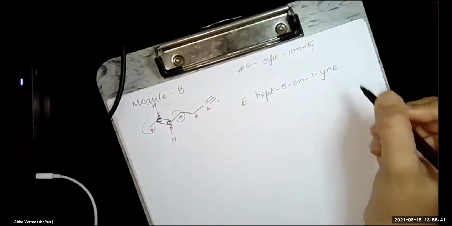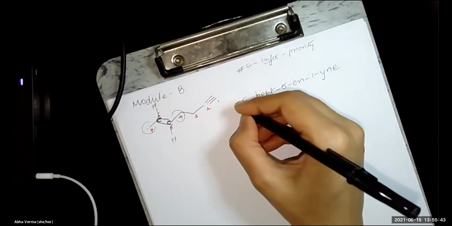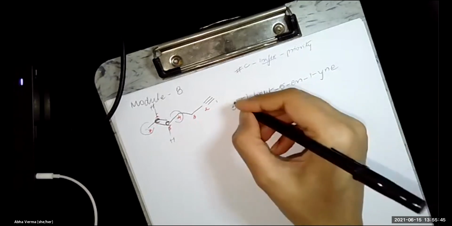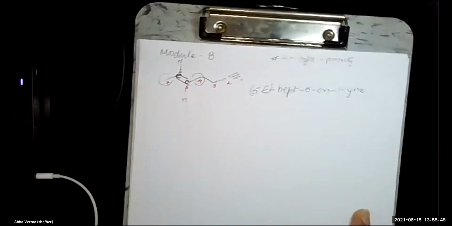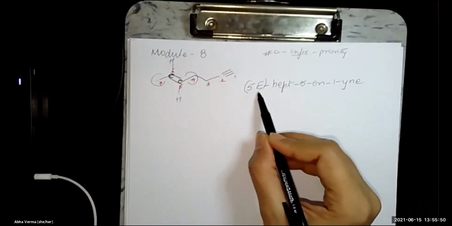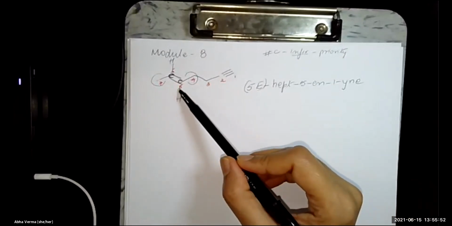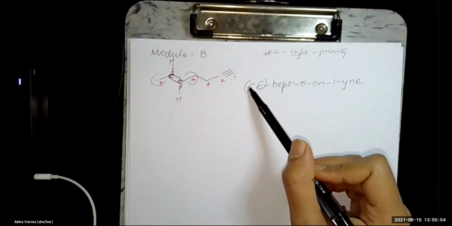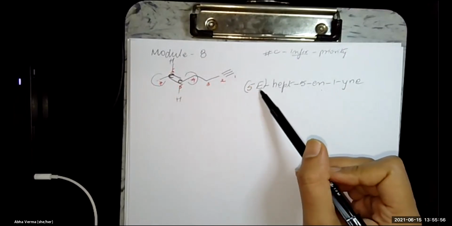If there were multiple alkenes, I will have to label all of them, and it's a good habit to label your alkene orientation. So the fifth carbon is a double bond, and I'm going to locate its name.